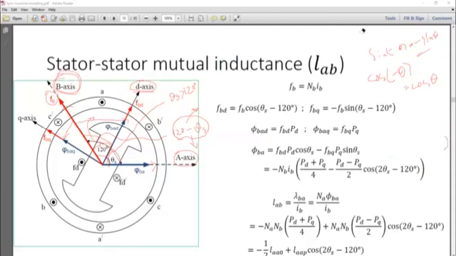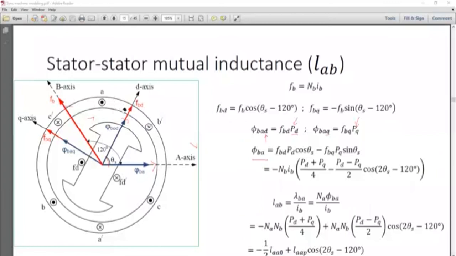Then we calculate the flux phi BAD and phi BAQ. So what would be the flux? The flux would be simply this MMF multiplied by the respective permeance. If the flux is along the D axis, you have to take the respective permeance along the D axis. If flux is along the Q axis, you have to take the respective permeance along the Q axis. So you calculate phi BAD and phi BAQ in this manner. Then phi BA.